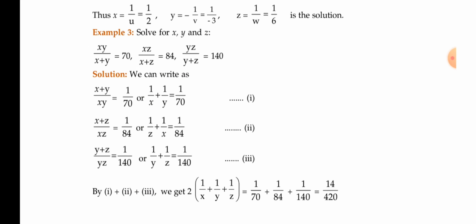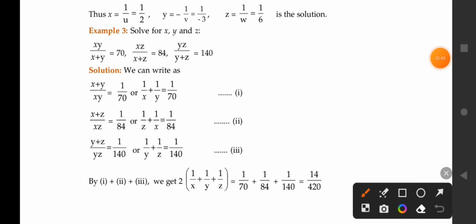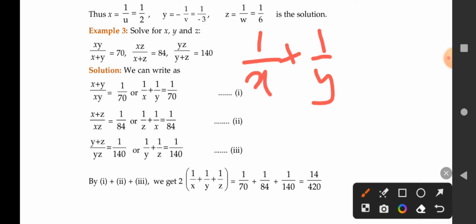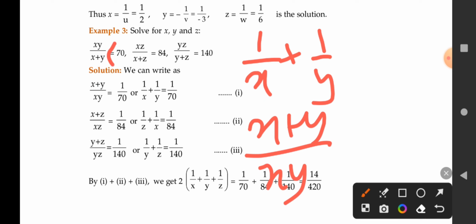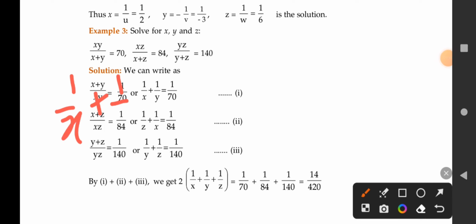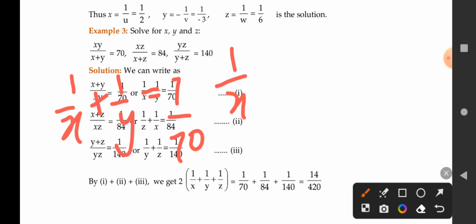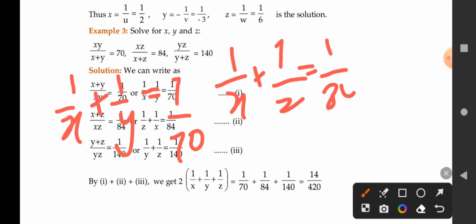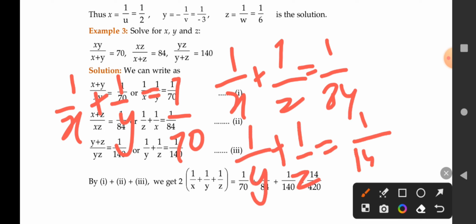Let's see example 3 quickly. Again, if you carefully observe, 1 by x plus 1 by y can be written as x plus y divided by xy, and this is the inverse. So let's inverse this part. You get 1 by x plus 1 by y is equals to 1 by 70. 1 by x plus 1 by z is equals to 1 by 84, and 1 by y plus 1 by z is equals to 1 by 140.